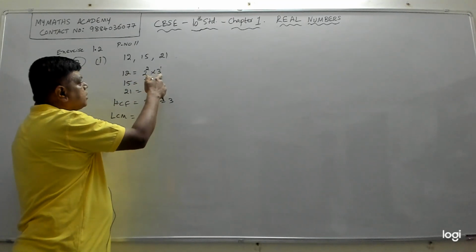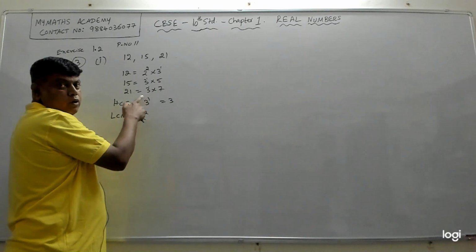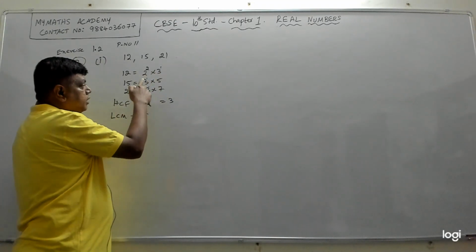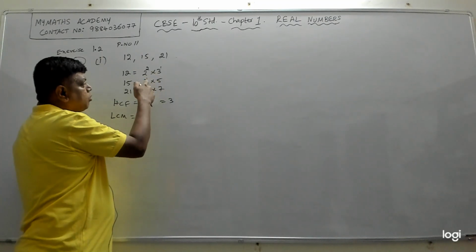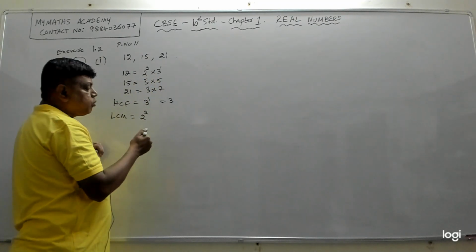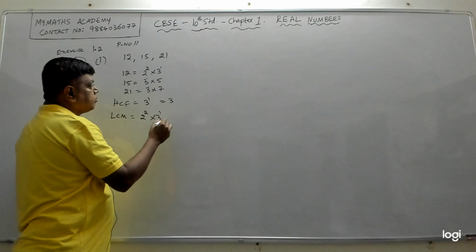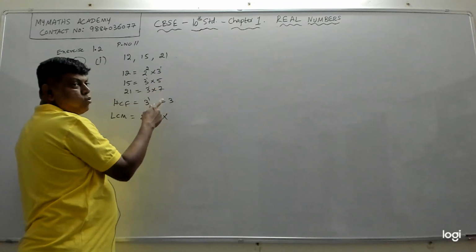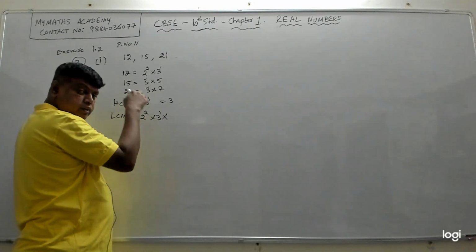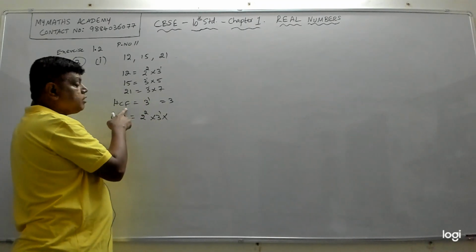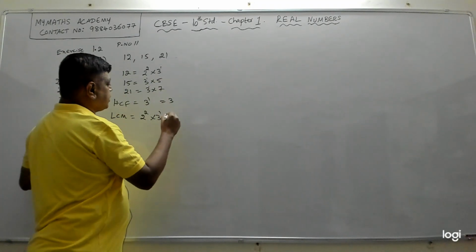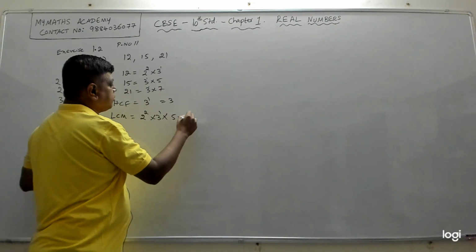Then 3. It is 3 power 1, 3 power 1, 3 power 1. In LCM we have to write the highest power. 3 is present in all three, but what is the highest power? Everything has 3 power 1. So 3 power 1. Into, now the next number is 5. Is 5 present in everything? No. If it is not in everything, we should still write it for LCM. But for HCF we should not write it, because HCF means it should be present in all the three. So for LCM, yes, 5 is there. Then 7 also we can write.